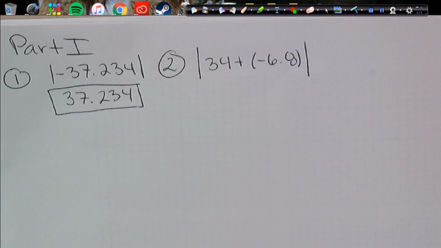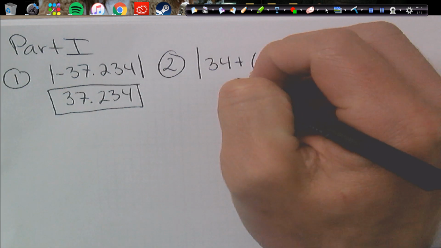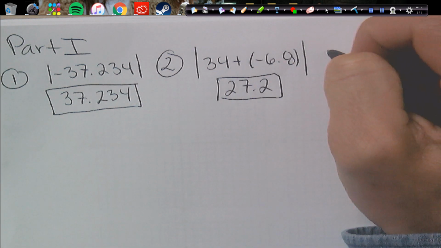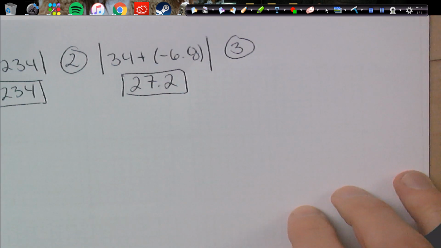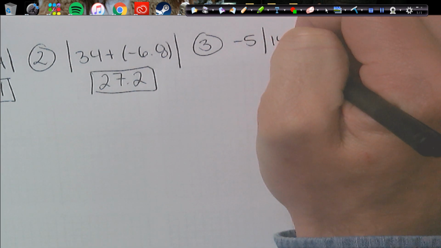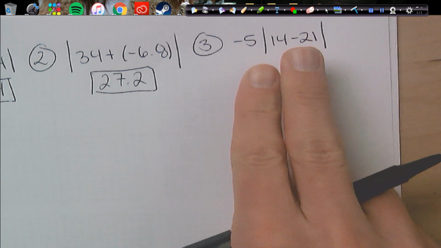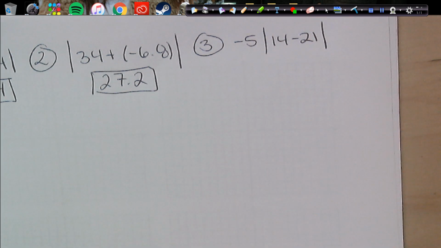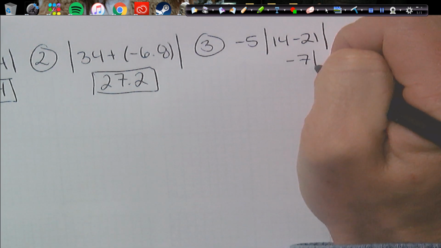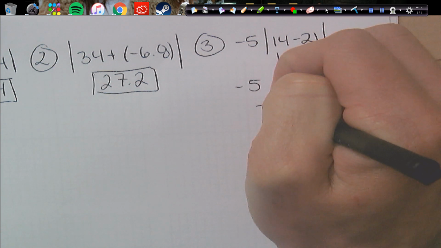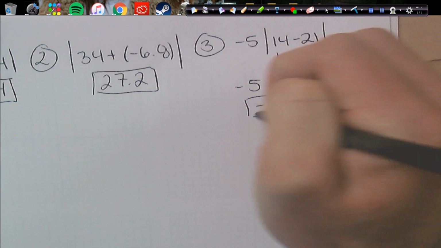Okay. So 34 minus 6.8, we get 27.2, and it's already positive, so we're good to go. Question 3. We have a negative 5 on the outside, so we're going to deal with that last. We're going to first take the inside and take care of that. So we got 14 minus 21 is going to give us a negative 7. But then the absolute value of that is 7, and then we just multiply it to the negative 5, and we get negative 35. Okay?